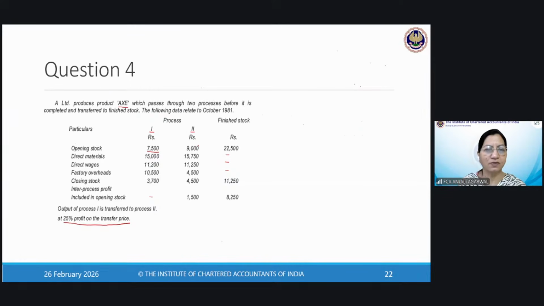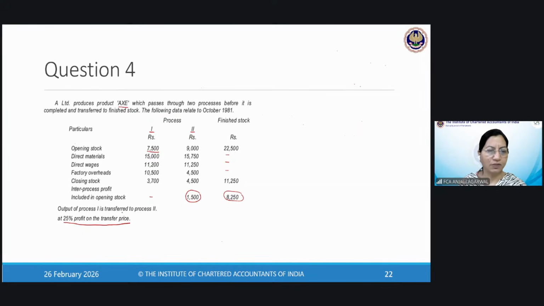However, in process two, there is a closing stock of 9,000 in the previous period, which has now become the opening stock of the current period, in which there was an inter-process profit of 1,500. And similarly, the 22,500 finished stock opening stock already has inter-process profits of 8,250, which was blocked in the last period, which will now be released.